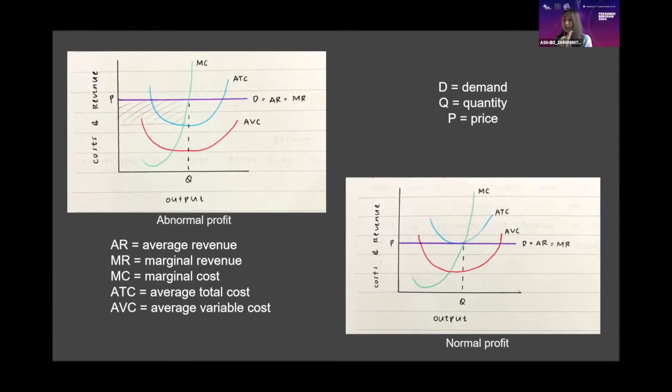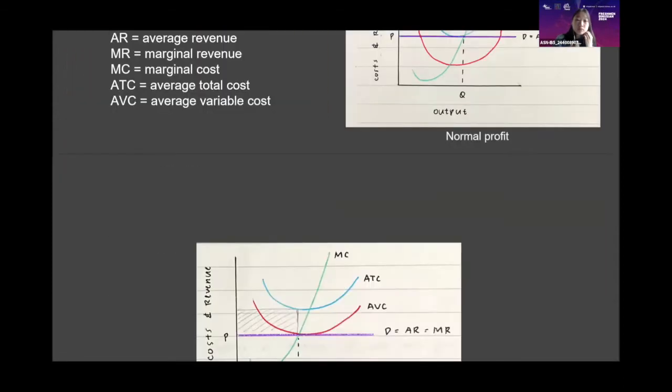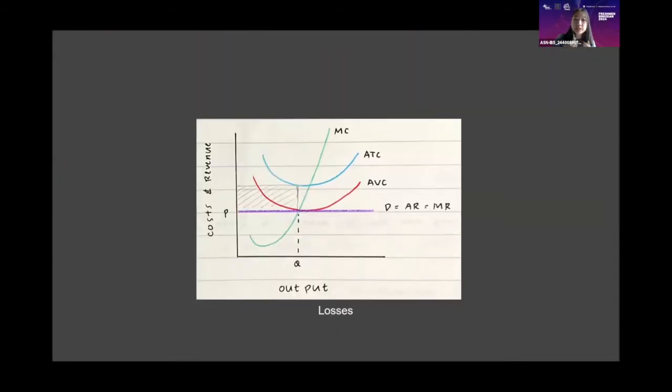And then the second graph, the one on the right, is when the firm earns normal profit. It is when the demand curve is right on the lowest point of the average total cost curve. And the last graph of perfect competition is when the firm is making losses. It is when the demand curve is way below the average total cost curve.